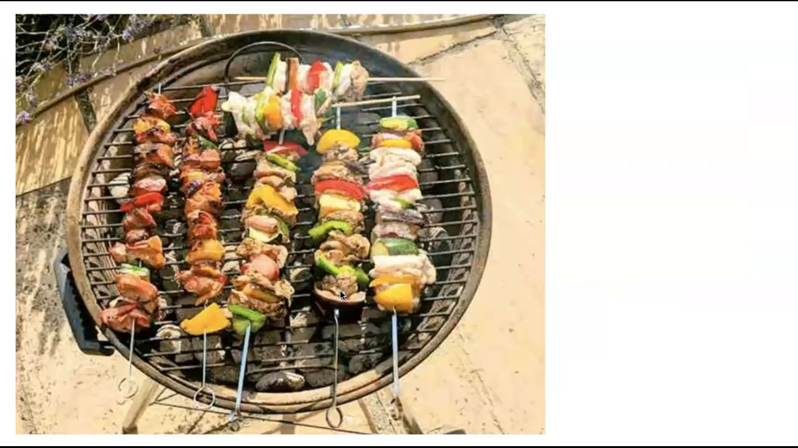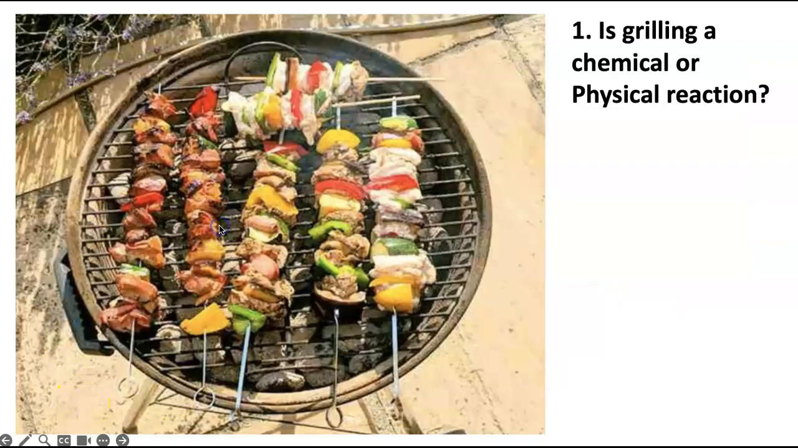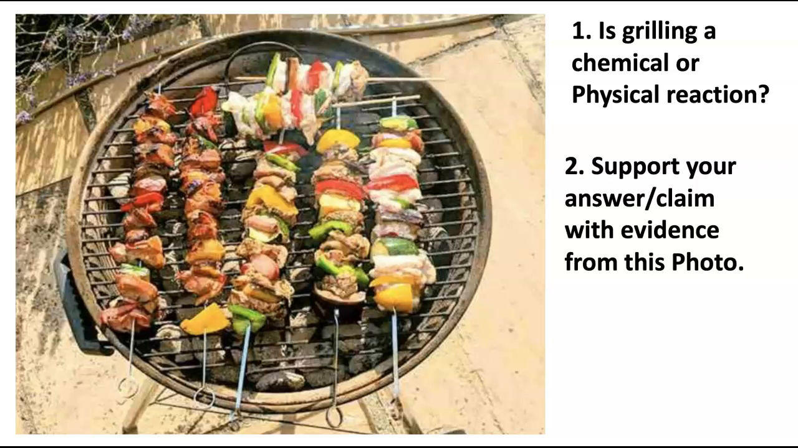Look at this picture. We have some kebabs, right? And they are in different stages of cooking. These are basically raw. These 2 are medium cooked. These are fully cooked. Is grilling a chemical reaction? Think about it. Can you reverse this? Support your claim whether it's a chemical or physical reaction with evidence from this photo.